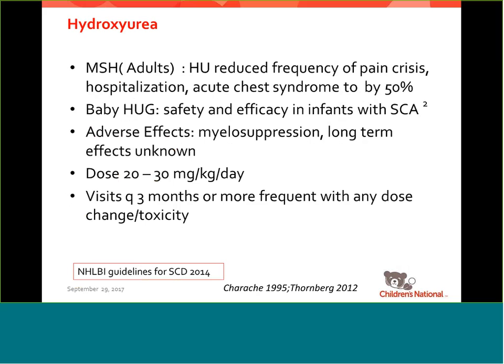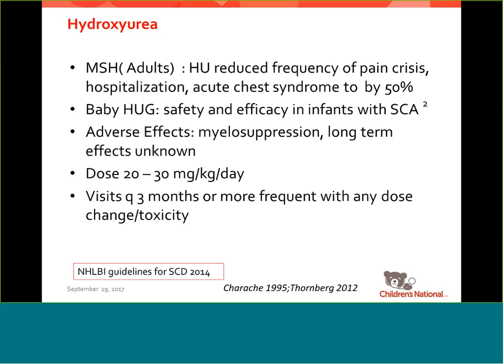In the adult study, hydroxyurea was shown to reduce the frequency of pain crisis and hospitalization, and acute chest syndrome by 50%. The BABY HUG study, which I'll mention, looked at babies from 9 months to 18 months, and it's shown to be safe and effective in decreasing pain crisis and acute chest syndrome.